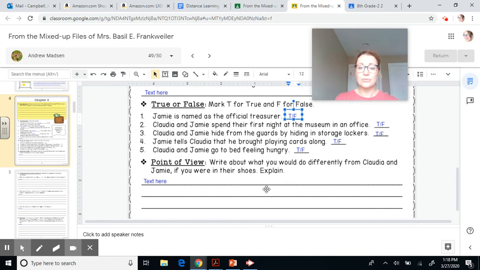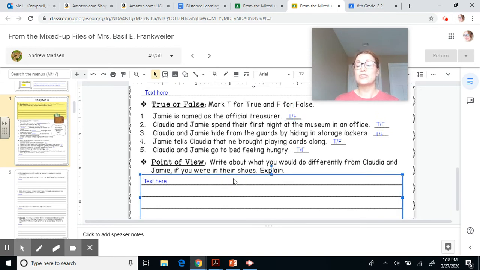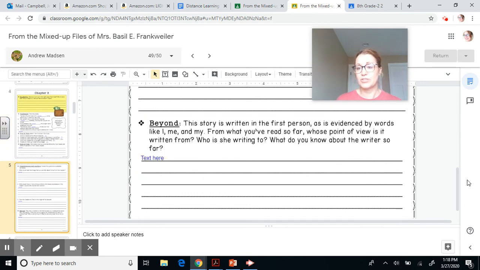Okay. Point of view. Again, 2 questions. Write about what you would do differently from Claudia and Jamie if you were in their shoes. So restate the question. If I were in their shoes, then I would. Be specific. You have 2 pages for question 3.